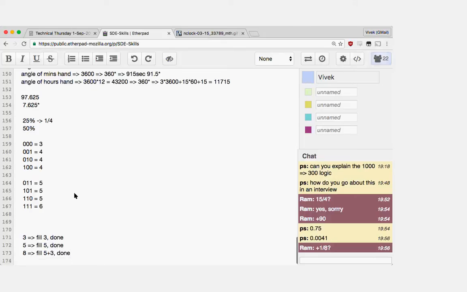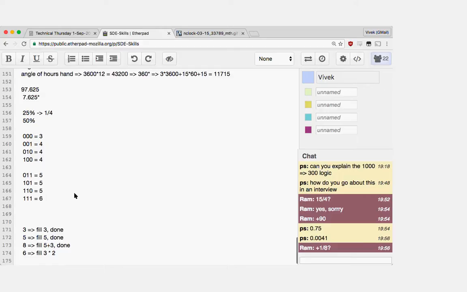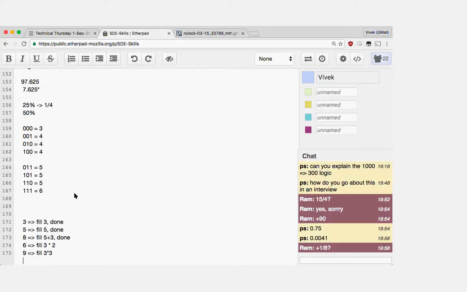If you need 6 liters, what will you do? Fill the 3 two times, right? Yeah. That's correct. Okay. If you need 9, what will you do? 3 times 3. Okay. If you need 15, what will you do? 5 times 3. It can be 3 times 5 or 5 times 3, but you're trying to minimize the number of transfers.